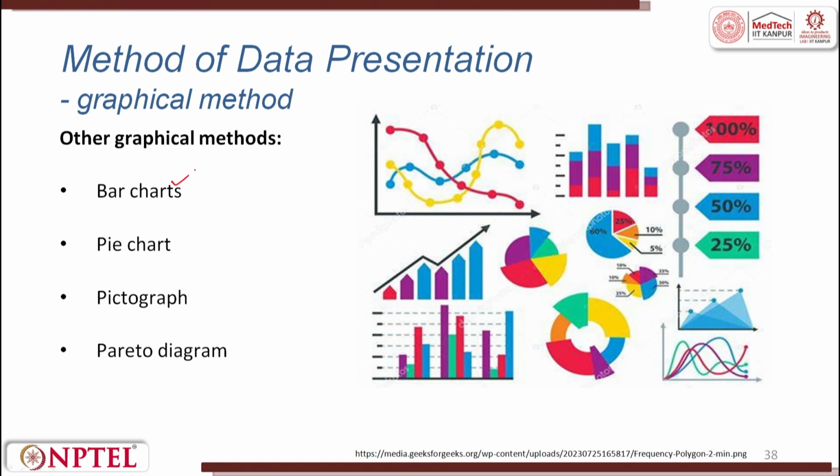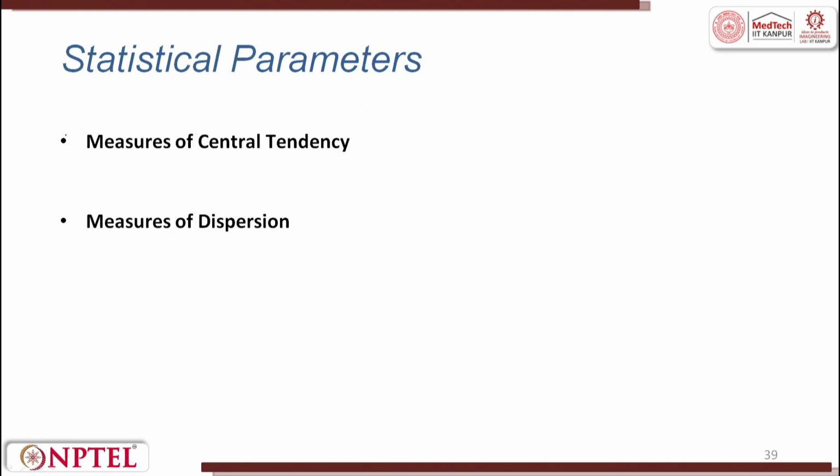For example, bar charts are there, pie charts are there, pictogram is there. Based upon the pictogram, we say, okay, this is how the humidity is varying. There could be a Pareto diagram that represents how the data is behaving in different forms. So, I am not covering all of them. Statistical parameters are important: measures of central tendency and measures of dispersion.